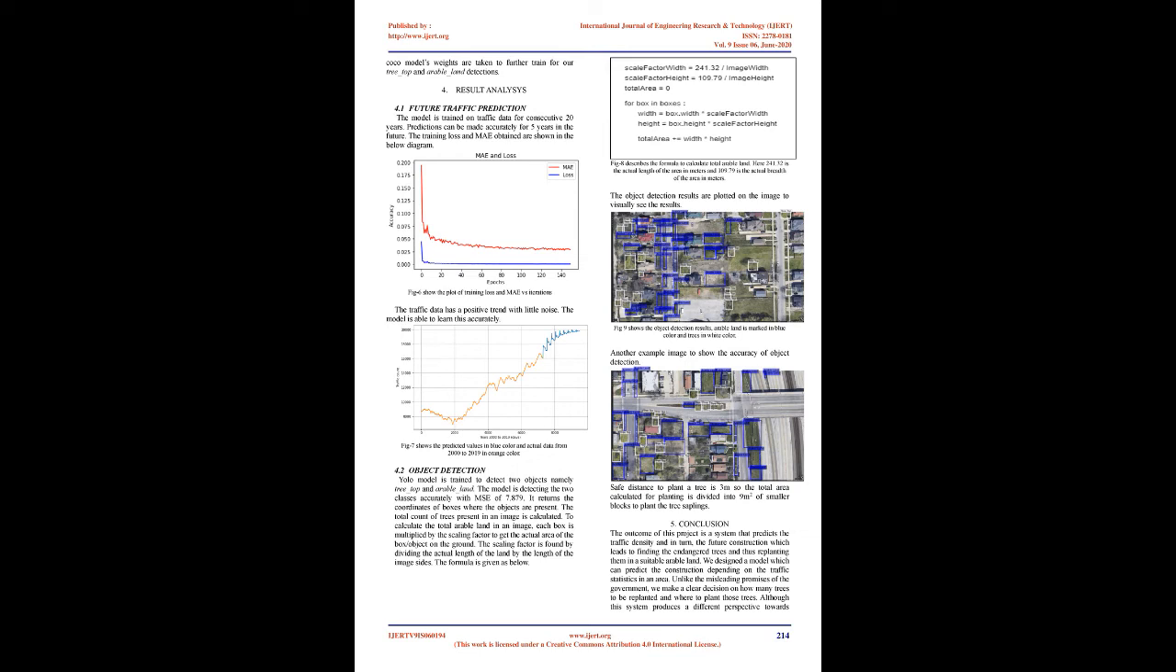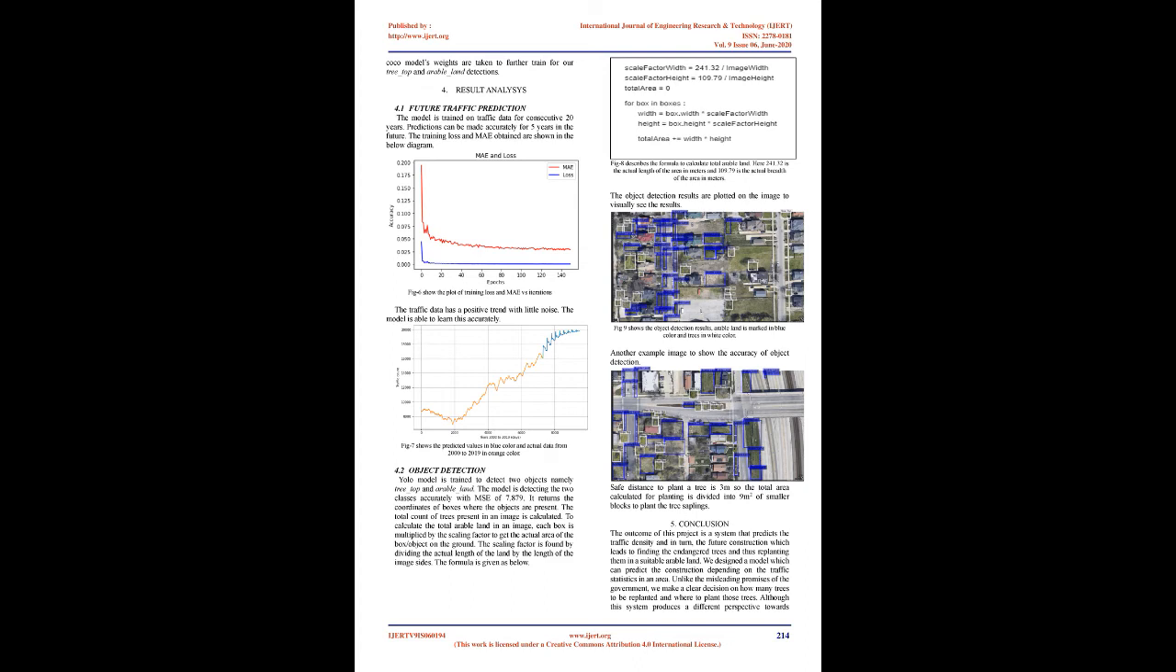All the collected screenshot images are labeled in the YOLO v3 format using the LabelImg tool. The Darknet framework is used to train the YOLO model. The training took 9 hours to complete 4,000 iterations. The model trained with an average MSE, mean squared error, of 7.879. Pretrained COCO model weights are taken to further train for our tree_top and arable_land detections.